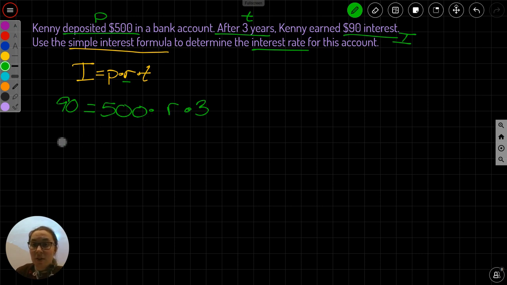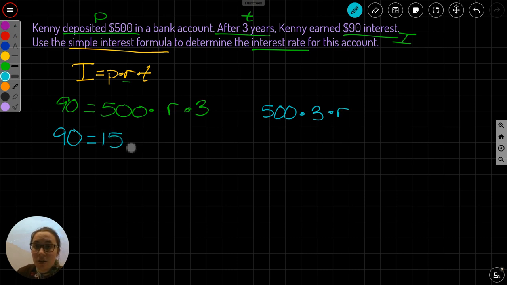So let's solve. The 90, it's just going to sit tight. It's not going to do anything. It's just hanging out. Leave it alone. It'll come home wagging its tail behind it. 500 times R times 3. Well, the commutative property means we can do 500 times 3 times R. 500 times 3 is 1,500 R. Now we have a one-step equation.